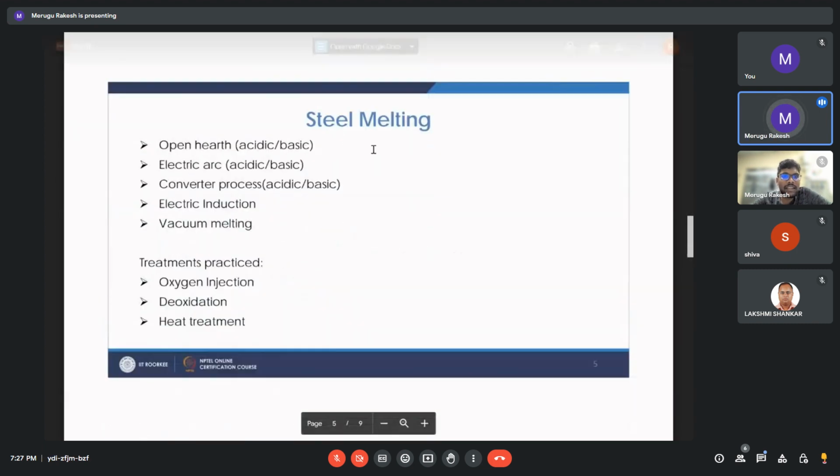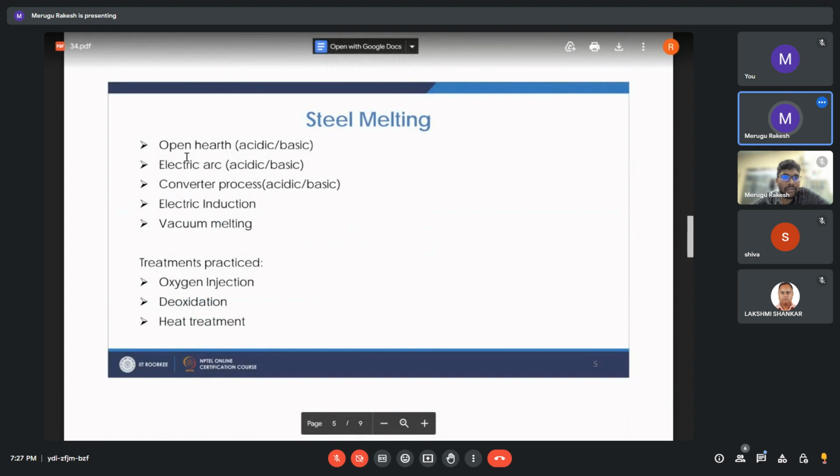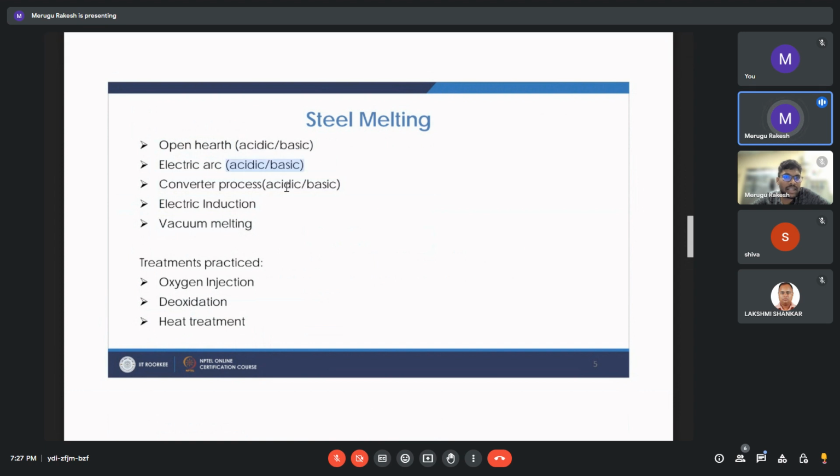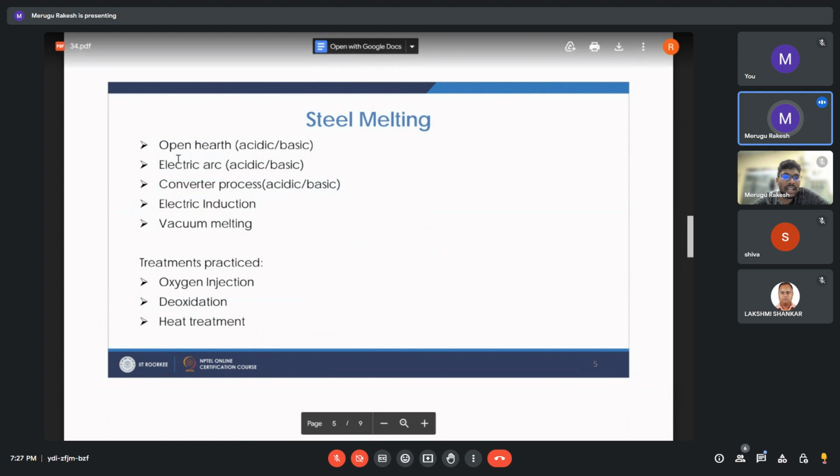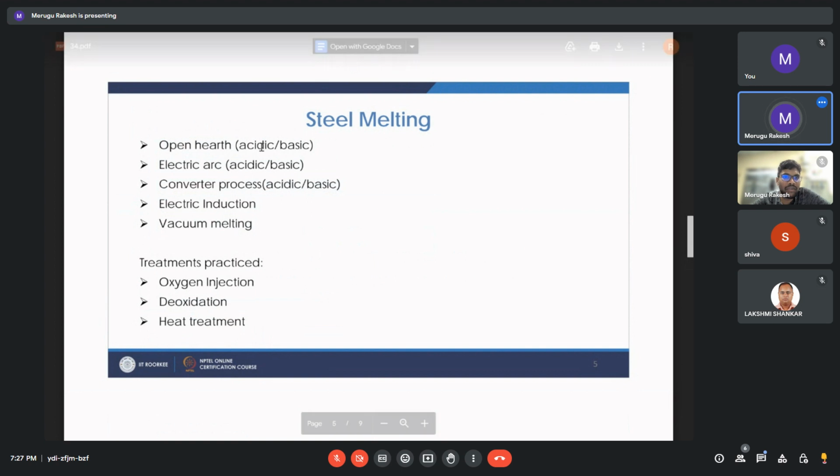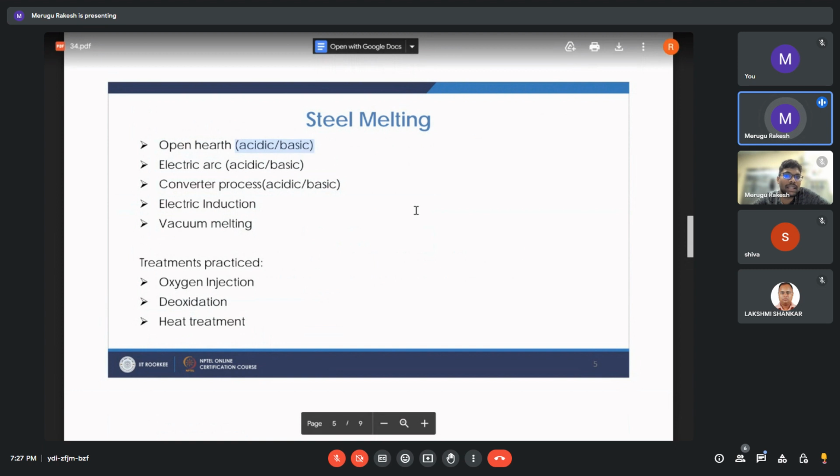Then this steel making can happen in different types of furnaces. One is open hearth furnace, electric arc, converter process, electric induction, or vacuum melting. The acidic or basic is nothing but the lining that we are producing. So if we are getting a slag which is of acidic kind, we need to provide a basic kind of lining, so there will be no reaction in that. Okay, so that is how this acidic basic lining is.